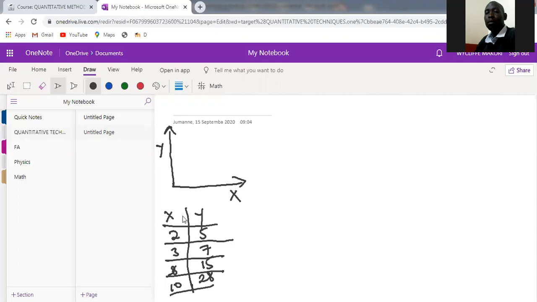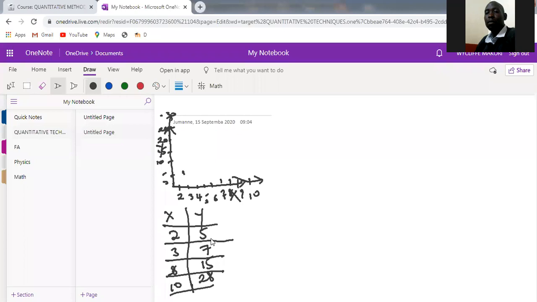If that is the case, then you need to come here on the x-axis, and you put the x values. So it can be 2, 3, 4, 5, 6, 7, 8, 9, and you proceed up to 10. And then on the y, you can have 5, 10, 15, 20, 25, and somewhere to accommodate the value up to 28. So for the scatter diagram, you go and plot where you have 2 and 5, you mark there.